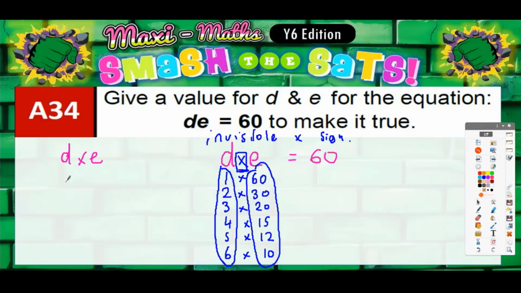So instead of 1 times 60 for D and E, you could flip it around and do 60 times 1, then flip 30 times 2 around to 2 times 30, 20 times 3, 15 times 4, 12 times 5, and 10 times 6. So D and E can be any combination out of the two lists that we've got there.